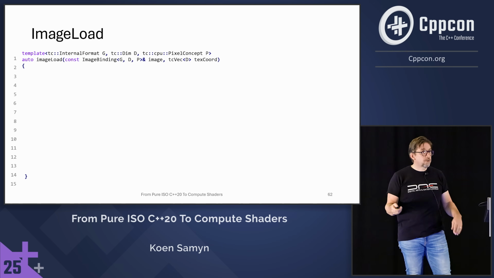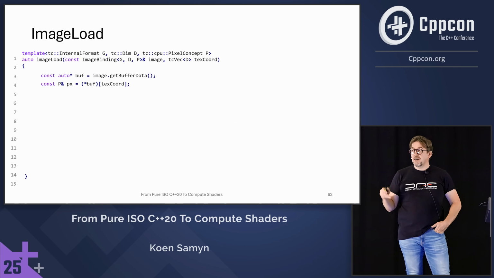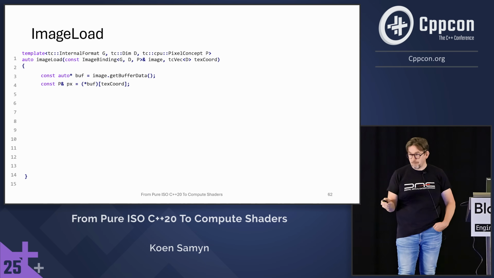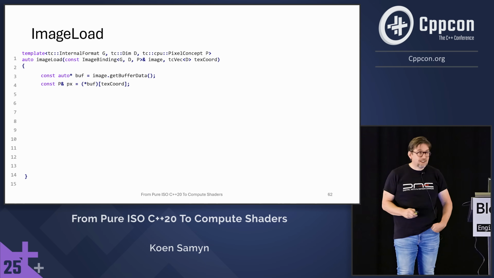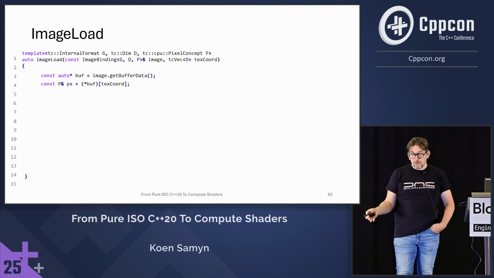So the texture coordinate also adapts to the dimension. I get the buffer data. I removed static asserts that check if the buffer is not a null pointer, just to make the number of lines a bit smaller. I query the buffer for the pixel data, so it should be the same as the pixel concept.